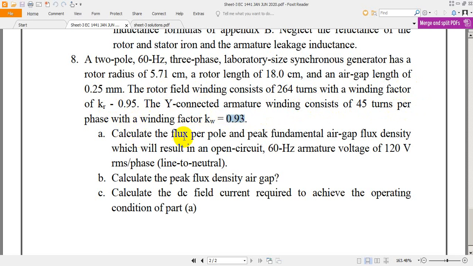We need to calculate the flux per pole and the peak fundamental air gap flux density, which will result in an open circuit 60 Hz armature voltage of 120 volts RMS per phase, line to neutral. Calculate the peak flux density in the air gap, and calculate the DC field current required to achieve operating condition A. Required to achieve this value, line to n. Line to n means the phase value.